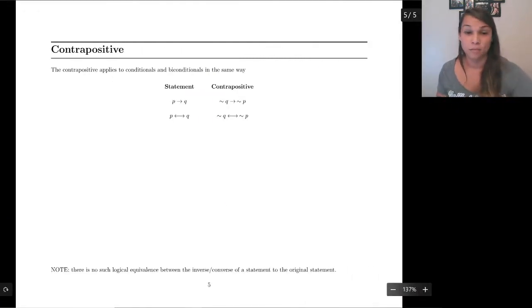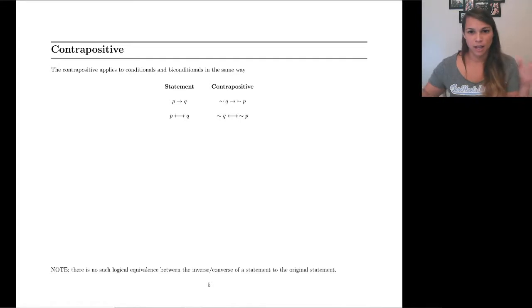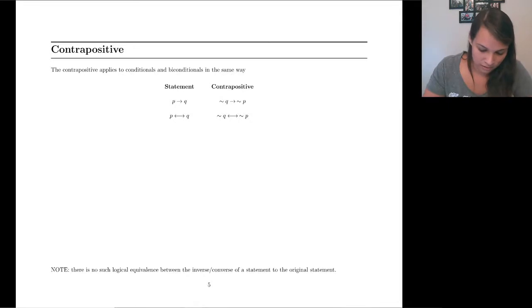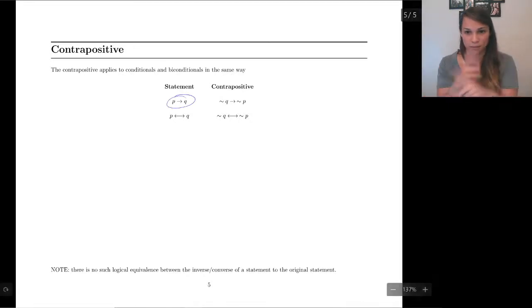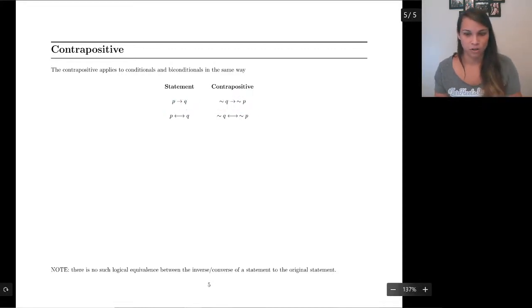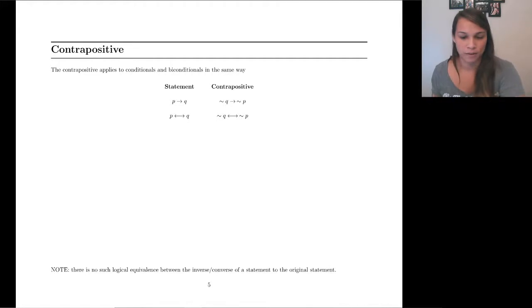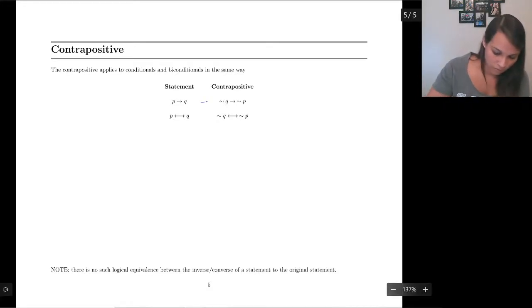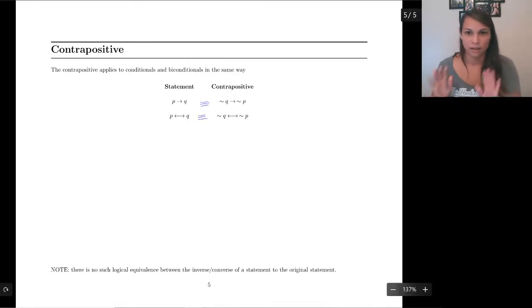Okay, so back to contrapositive. I promised we were going to talk about this. It applies to conditional and biconditional in the same way. So we've got a statement, and remember you want to flip it backwards and negate it. The same works with the biconditional. Remember how I pointed out that this statement is true for the conditional? That holds in general, and so does this one. And let me prove that for you.